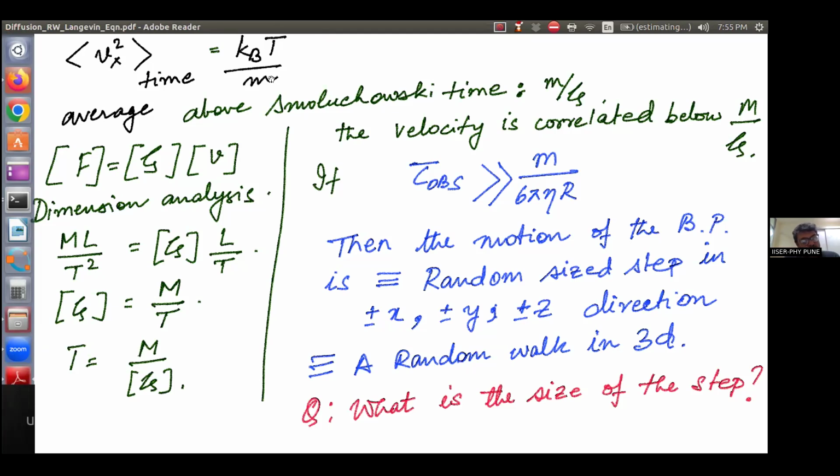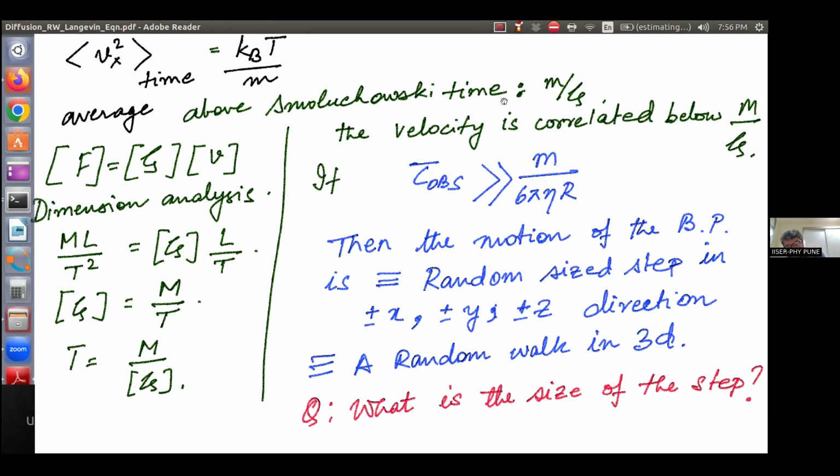Vx square will be equal to kBT by m. Maybe there's a half missing. I mean, order of magnitude. If it's Vx square, I think there has to be a half kBT. Yes, half m Vx square equal to half kBT. So I have cancelled the half from both sides. So Vx square equal to kBT by m. Note, when I have the expectation value, the time is well above the Smoluchowski time.